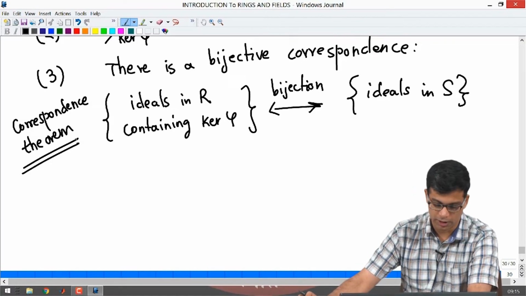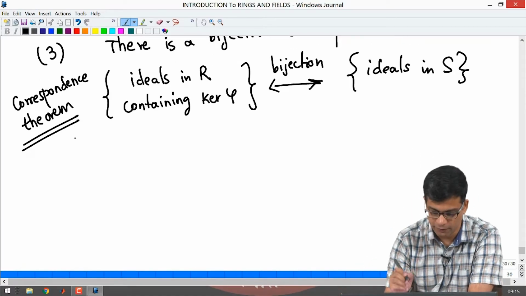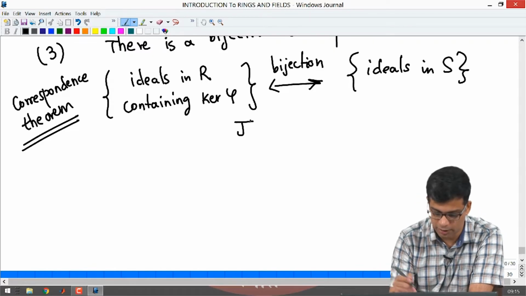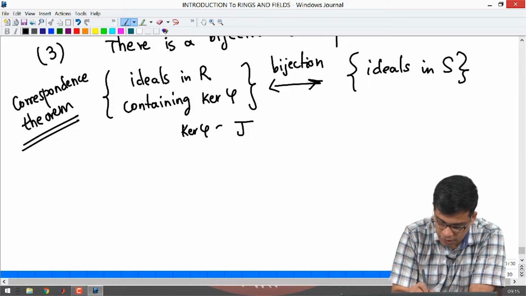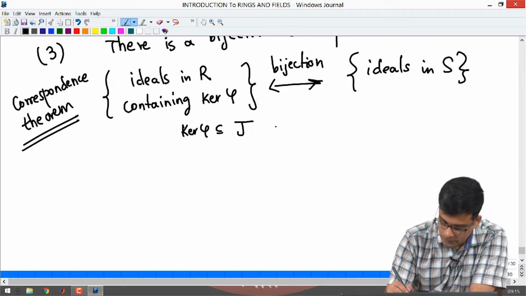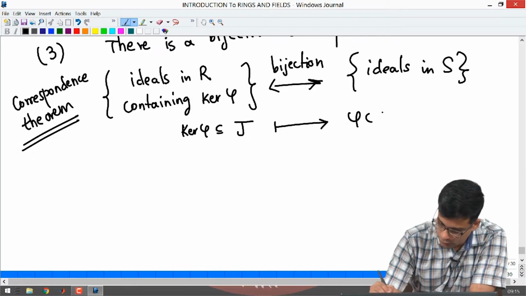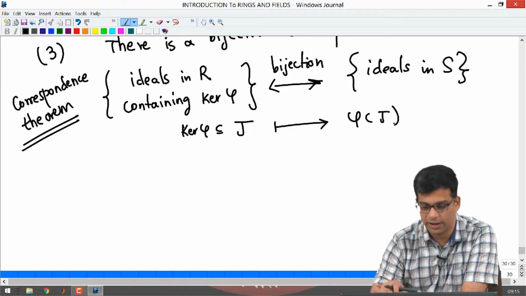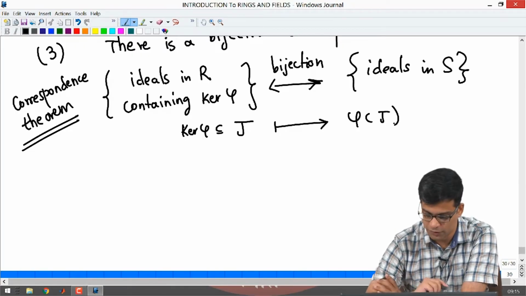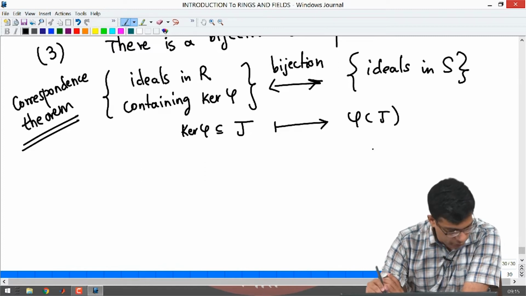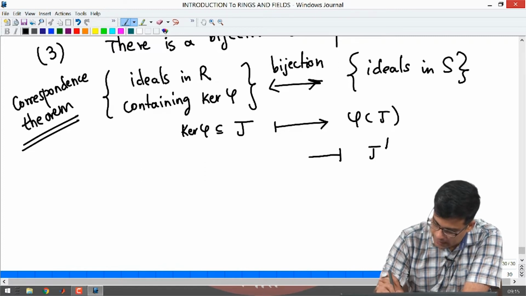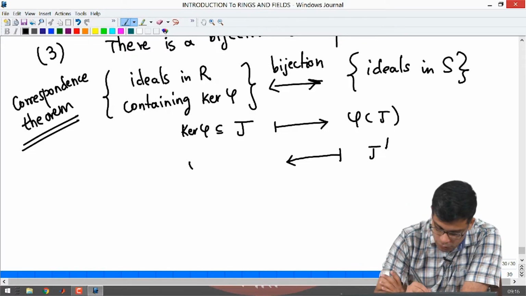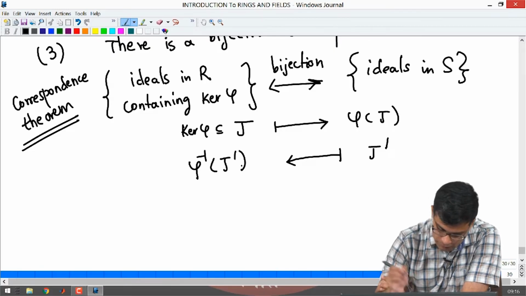This is called the correspondence theorem, and the bijection is in fact given by, you take an ideal J. So, you take an element in this set, in other words you take an ideal J that by definition contains kernel phi, and you map it to phi of J. We have seen in an earlier video that the image of an ideal under a ring homomorphism is an ideal. On the other hand, we take an ideal J prime of S, and you simply take phi inverse of J prime.